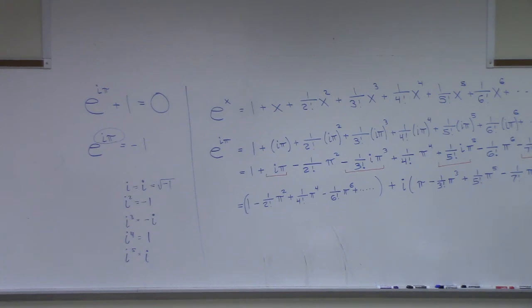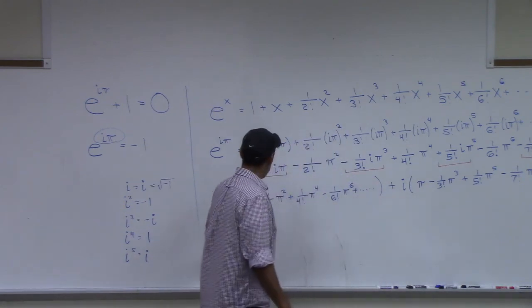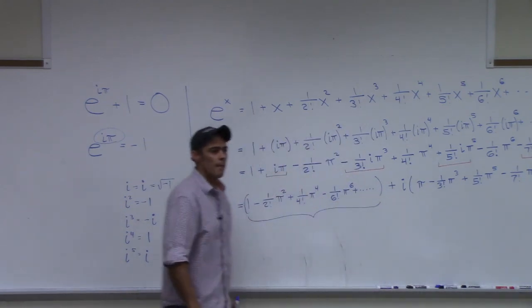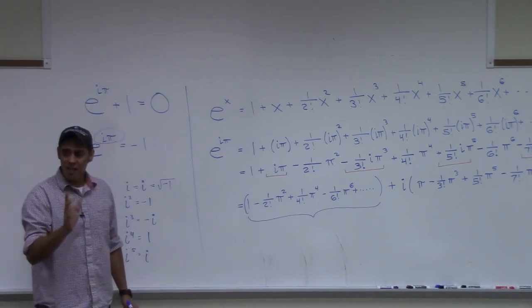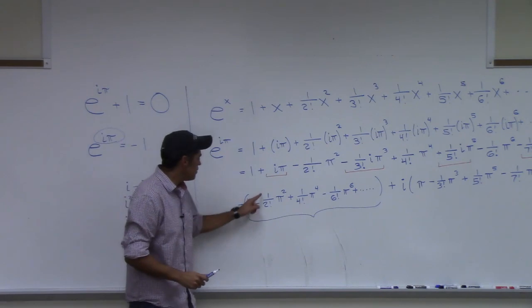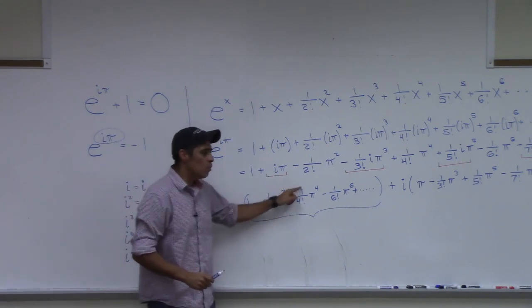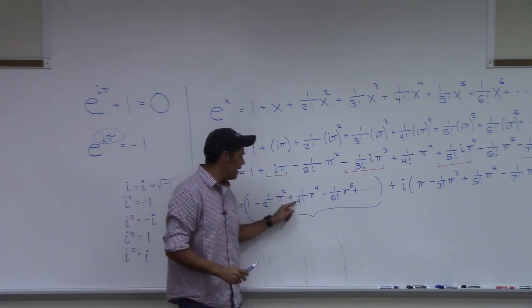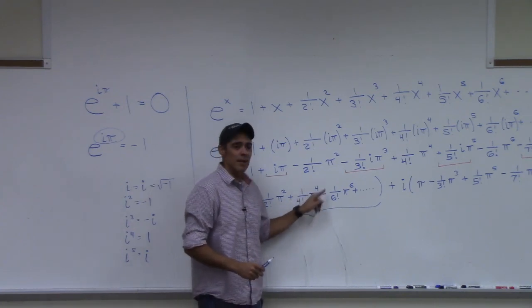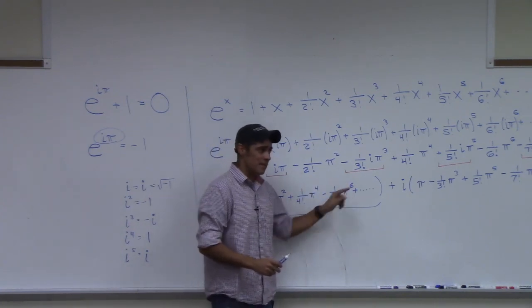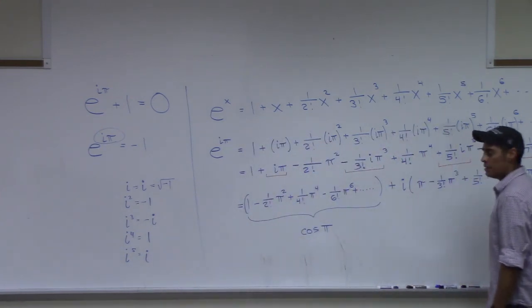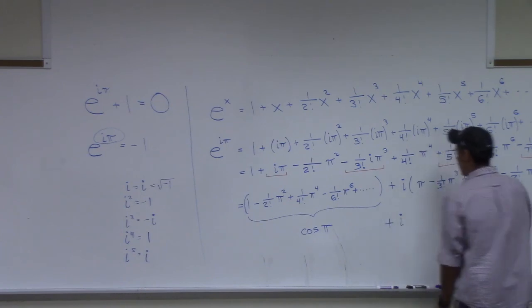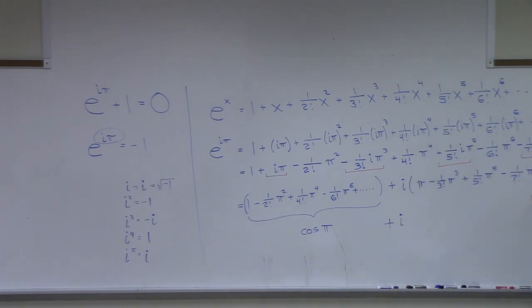Okay? Do y'all see it? Does this look familiar to you? What is that? That's cosine of what, though? That's cosine of pi. Remember, cosine of x is 1 minus 1 over 2 factorial x squared plus 1 over 4 factorial x to the 4th, right? Minus 1 over 6 factorial x to the 6th. So isn't this just cosine of pi? Yes? Okay, plus i times, do you recognize this? That is just sine of pi.